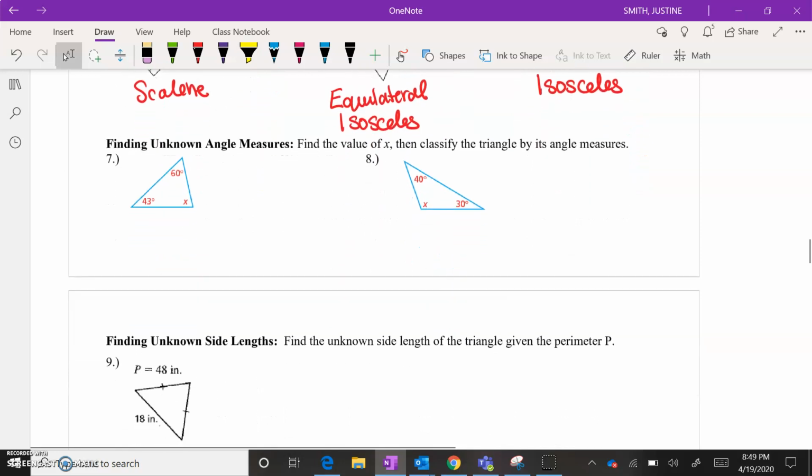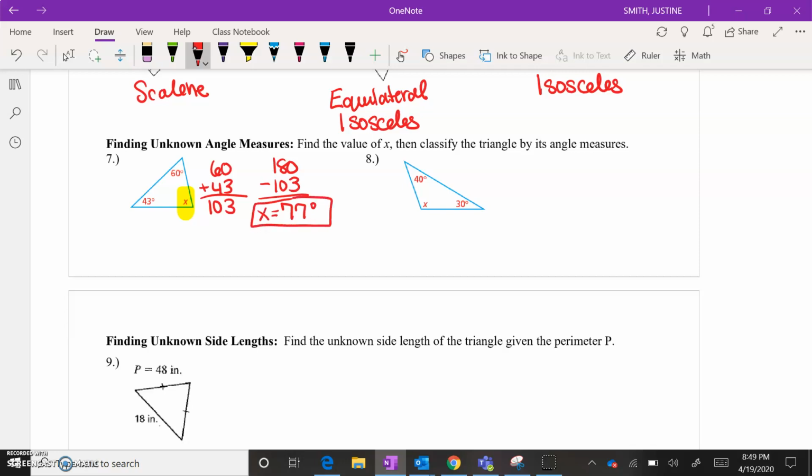All right, so the last part here is if you're looking for an unknown angle measurement. Okay, so we already said that the angles of a triangle sum to 180 degrees. So in this first one, if I'm looking for this unknown angle measurement, I'm just going to add up what I have. So 60 and 43 gives me 103, and I know it needs to sum to 180. So I know that my missing angle measurement is going to be 77 degrees. Okay, so then classify it by its angle measures. So all three of these would be acute. So it's going to be an acute triangle.